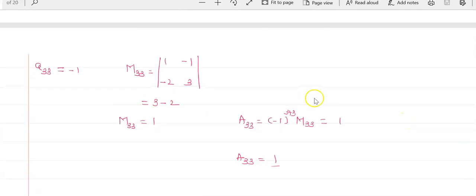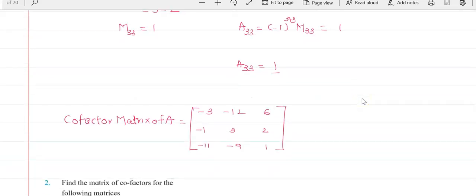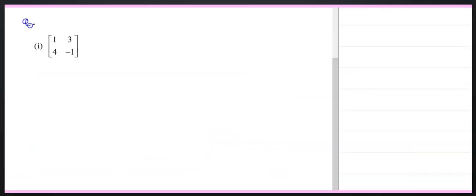A33, and in this way you will get the cofactor matrix. Now see this. That is question number 2. Find the matrix of the cofactor for the following matrices.